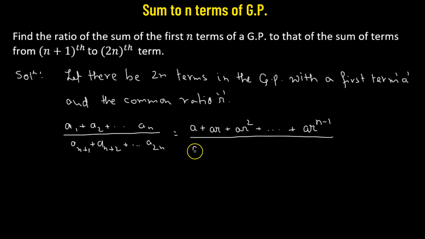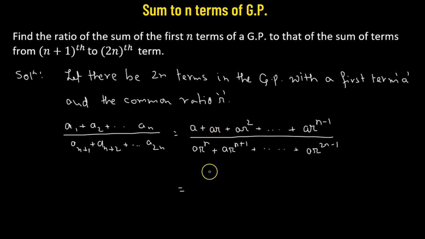So this is going to be A times R raised to the power of n, followed by the (n+2)th term. That will be A times R raised to the power of n plus 1. This goes all the way up to the 2nth term, so we have AR raised to the power of 2n minus 1. Now, since it's given here that there are 2n terms and all of them are in GP, that would mean we can use the sum formula.